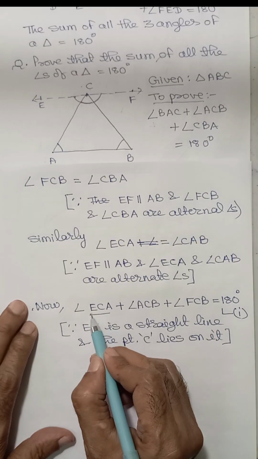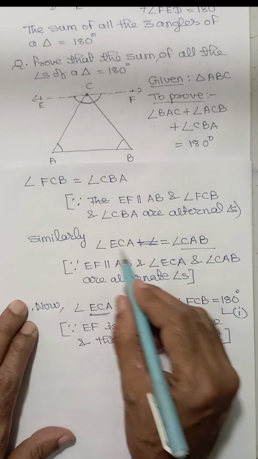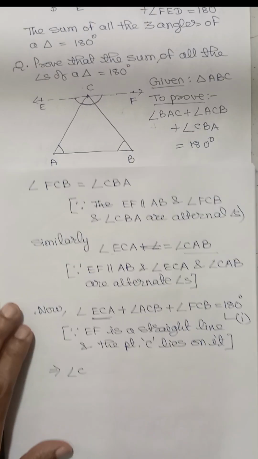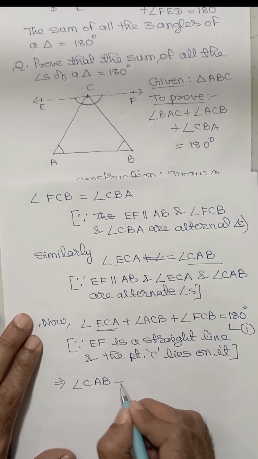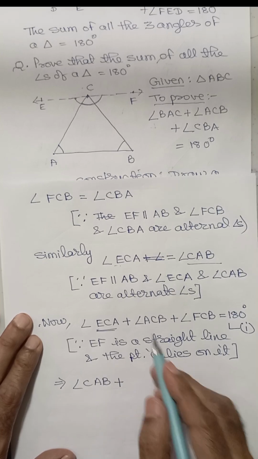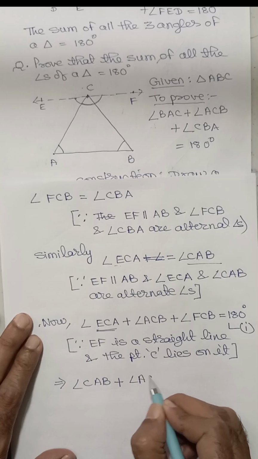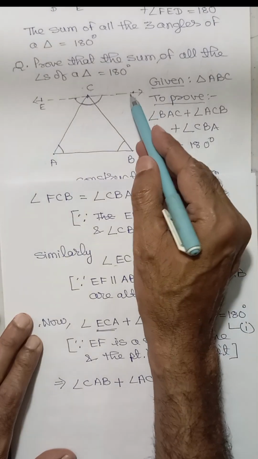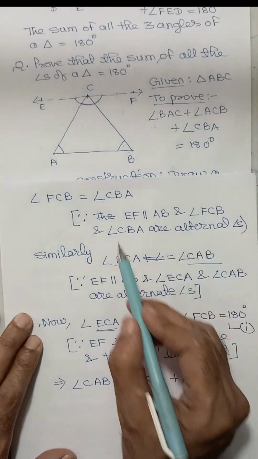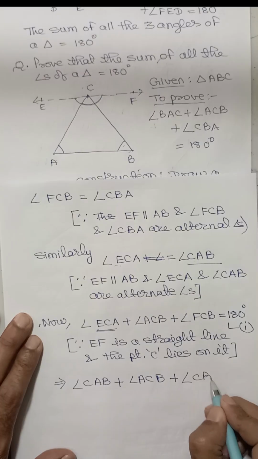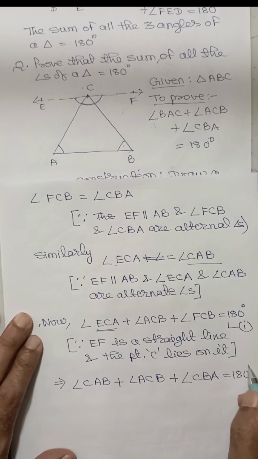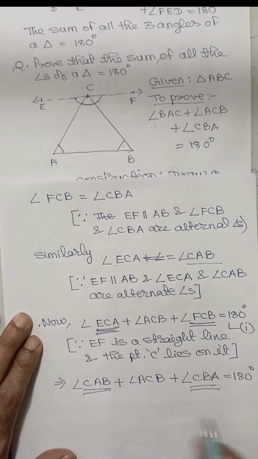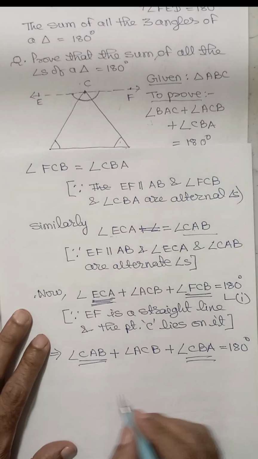Now in place of ECA we can write CAB, as we have proved that these two are equal. This implies angle CAB plus angle ACB plus, in place of FCB we can write CBA, as I have written FCB is equal to CBA. Angle CBA will be equal to 180 degree, because these two are equal and these two are equal, so we have replaced them. Hence proved.